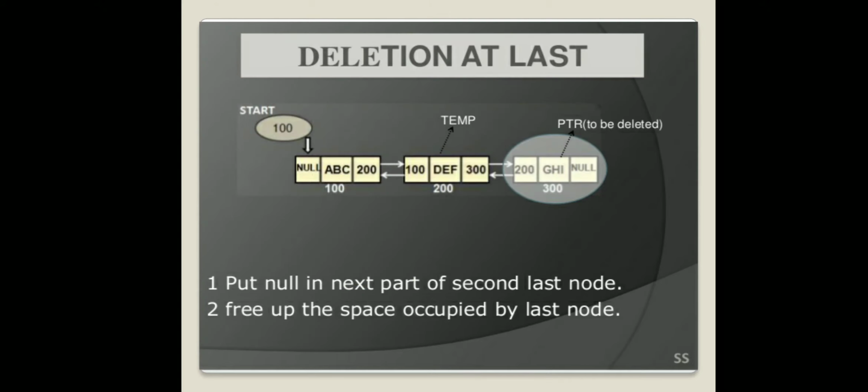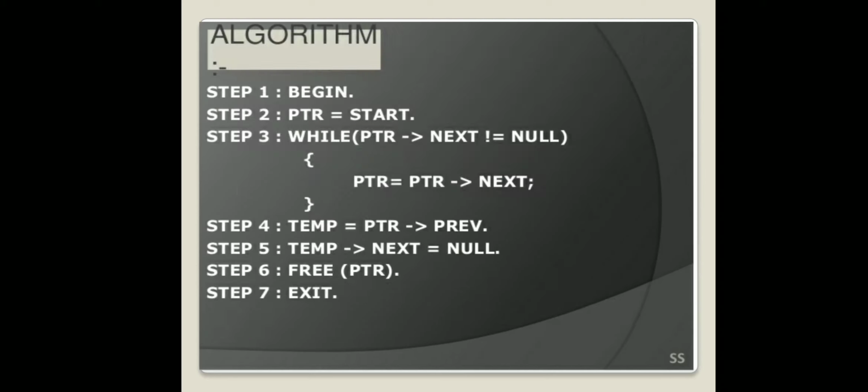Now we'll see deletion at the last node in the linked list. Put null in the next part of the second last node, and free up the space occupied by the last node. This is the algorithm: first step begin, second step ptr is start, step 3 while ptr of next not equal to null, ptr is ptr of next, step 4 temp is equal to ptr of previous, step 5 temp of next equal to null, step 6 free that pointer, exit.